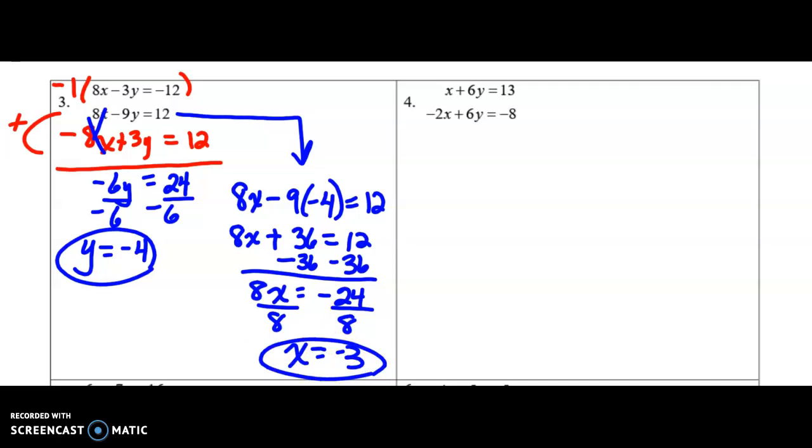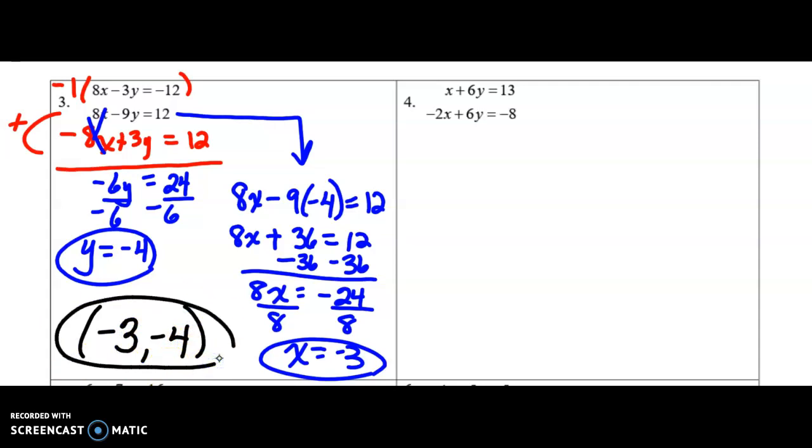So my last step in doing this problem is to write it as an ordered pair. And if I plug in -3 and -4, this becomes -24 plus 12. That would be -12. This would be -24 plus 36. When you multiply negative times a negative, it's a plus. So -24 plus 36 is +12. So I know I'm right. I love systems because I know I'm right.